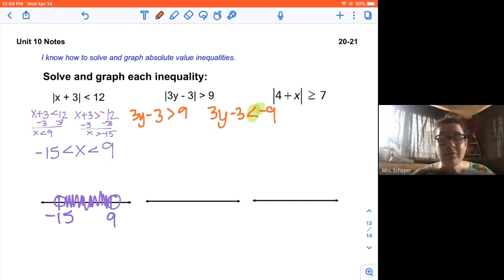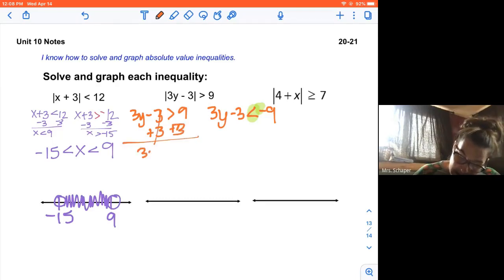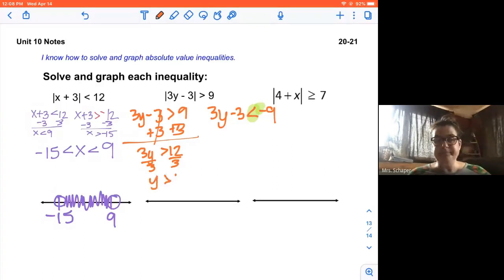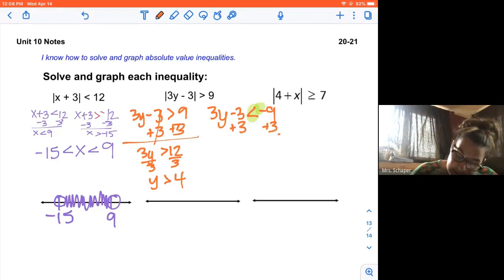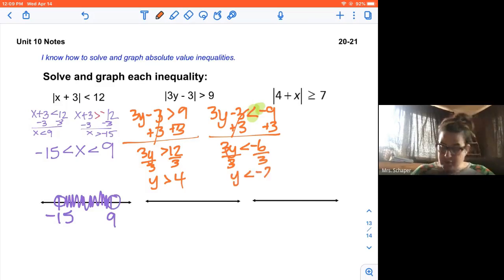So we're going back to what we started the unit with, solving inequalities. I'm going to add 3 to both sides. So I have 3y is greater than 12. Divide by 3, y is more than 4. I'm going to add 3 to both sides. 3y is less than negative 6. Divide by 3, y is less than negative 2. Okay, so I solve each of those inequalities.